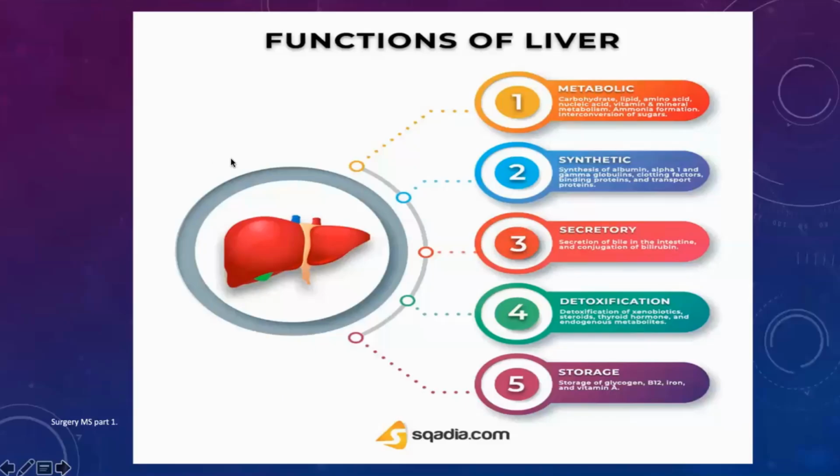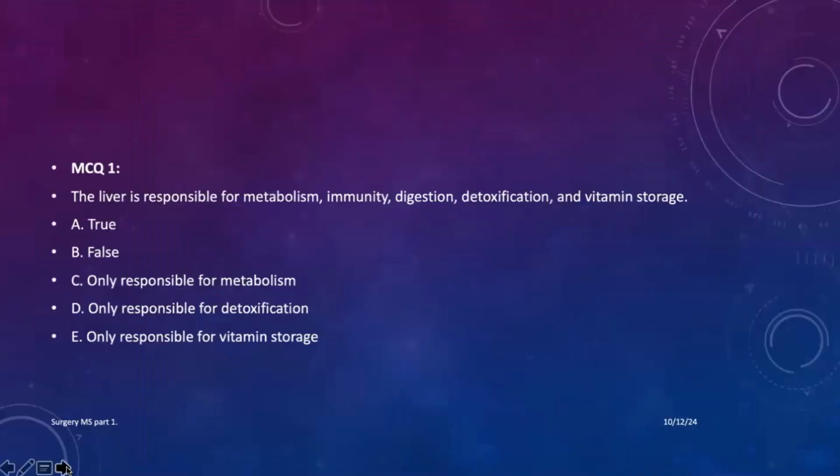So there are a lot of functions of the liver, starting from the metabolic functions, synthetic functions, secretory functions, detoxification, and storage functions. There are such a lot of functions that are done, and many more. If you can understand these functions, then you will realize, when the homeostasis is disturbed, how much the organ can get damaged.